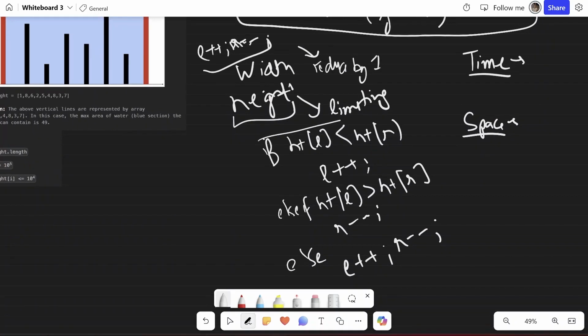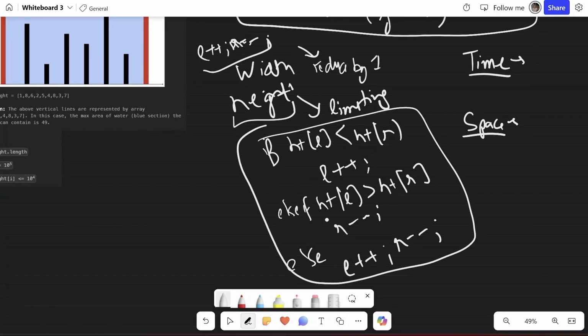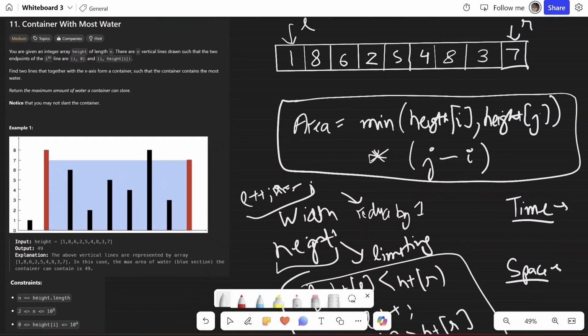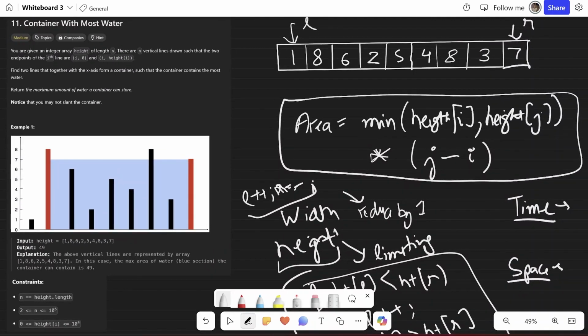Now, what would be the time complexity here? As we are only moving these two pointers left and right, that means we are iterating the array once. So in that case, time complexity would be O of n, and space complexity would be O of 1, because we are not using any extra space to solve this, only the input array.